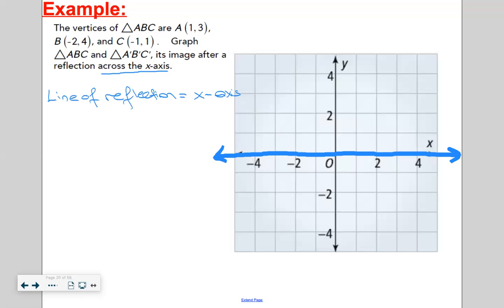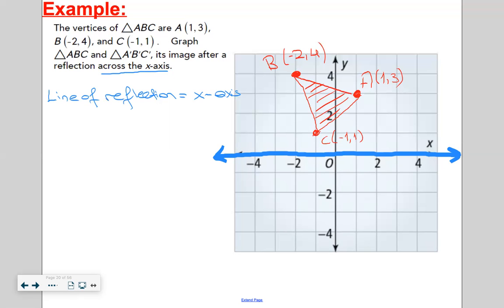My first point is A, 1, 3. Then point B, -2, 4. And the last point is C, negative 1, comma 1. When you connect them, you will get the original figure ABC. I will reflect each point of the figure one by one, and then I will connect those image points and I will get the image figure.